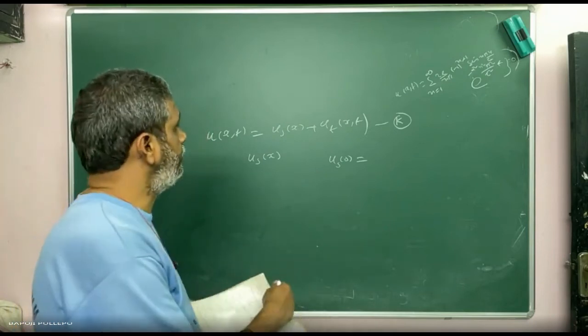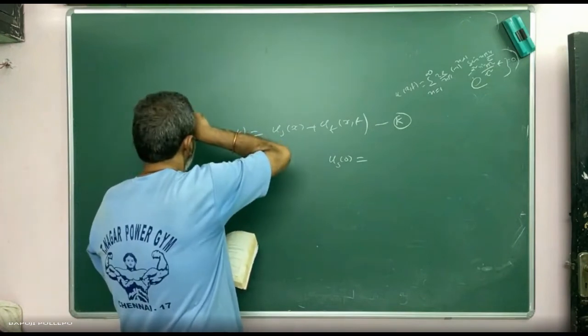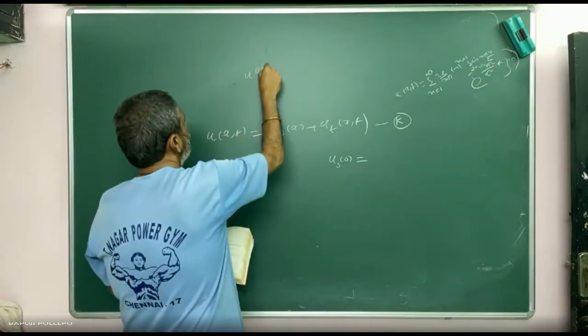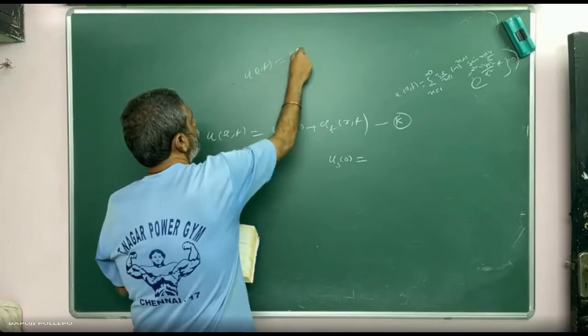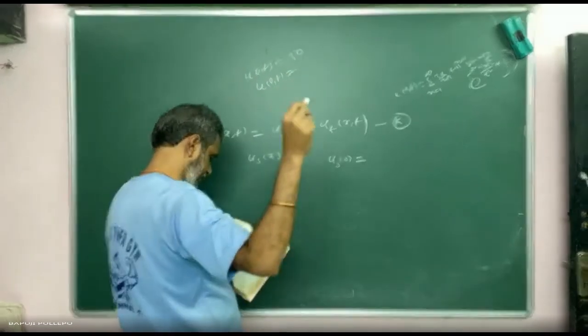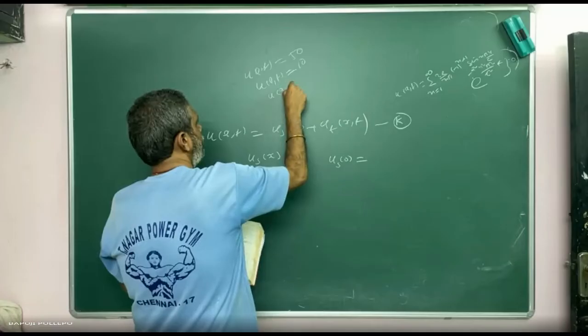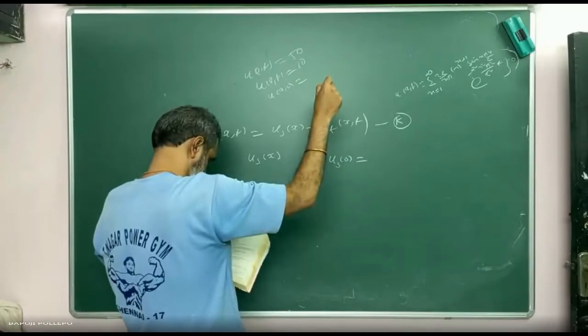Actually, for finding the solution, U of 0 comma t is equal to 15, U of L comma t is equal to 10. Yes, sir. U of x comma 0 is equal to 20x by L plus 20.